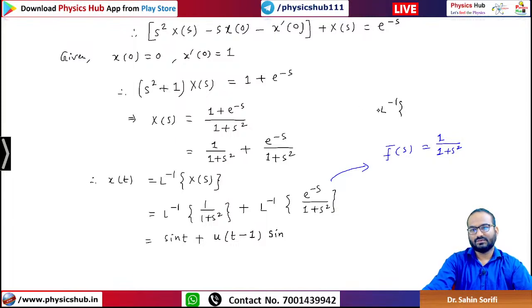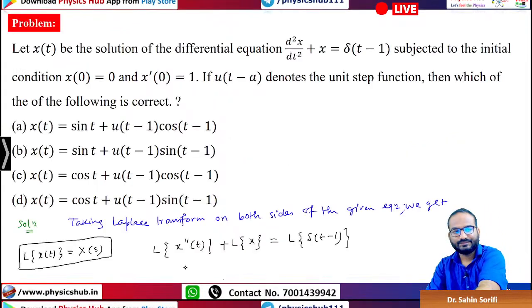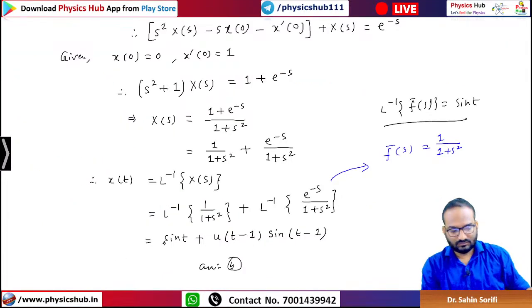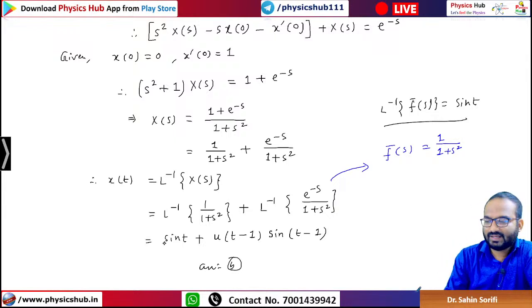The inverse Laplace transform of f bar s here is equal to sin t, but you have to put f of t minus a, so sin of t minus 1, matching with option B. Do you understand this last line or not? Tell me guys, the last line is very crucial, if you have understood the last line or not.